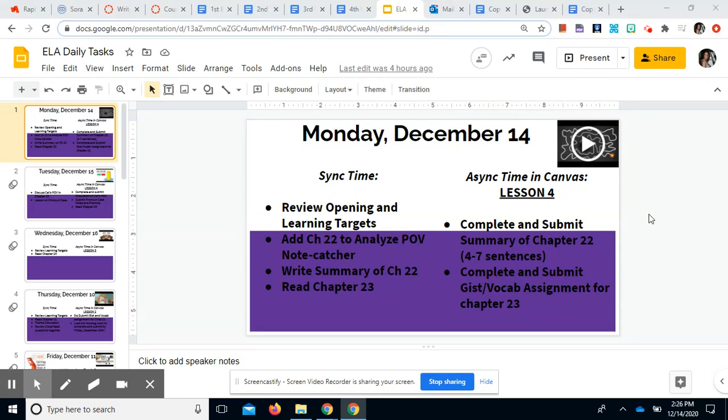All right, guys, here is a look at the first part of lesson 4. We're going to do lesson 4 over 2 days. So this is the part that was presented in class on Monday, December 14th. We started with our opening and learning targets.